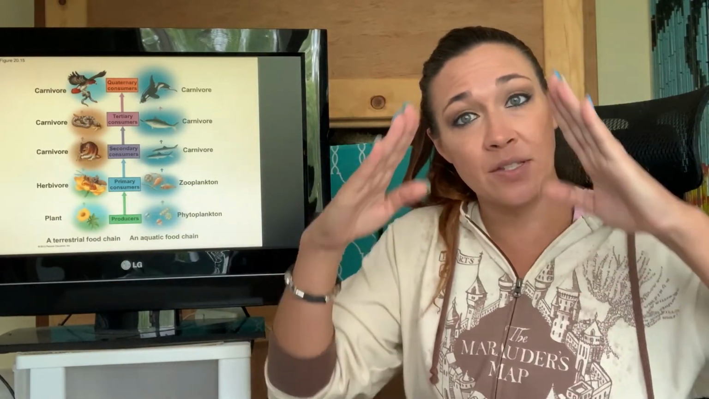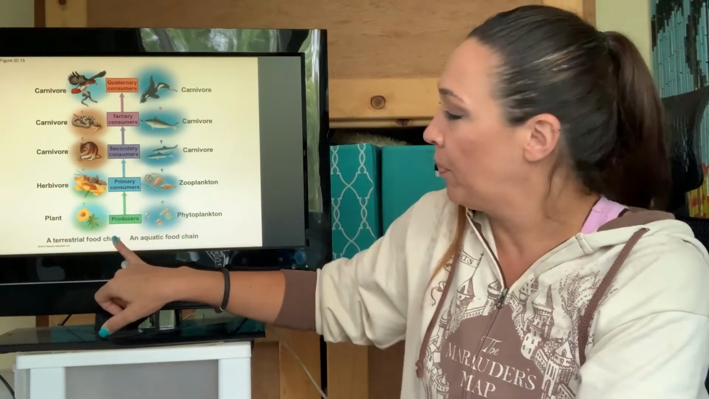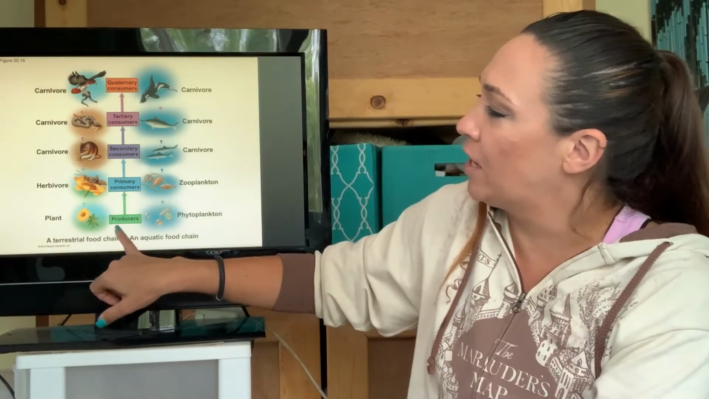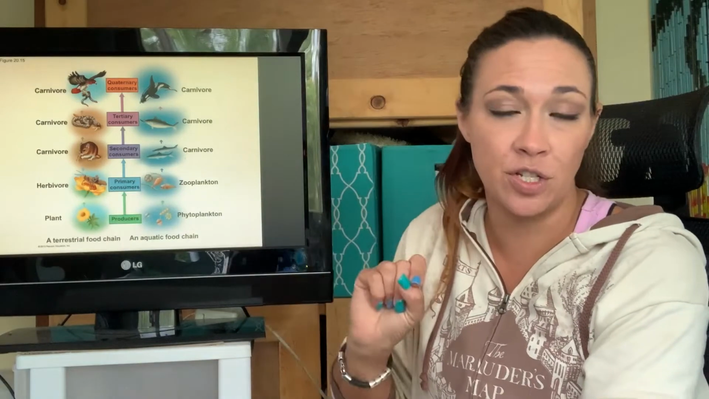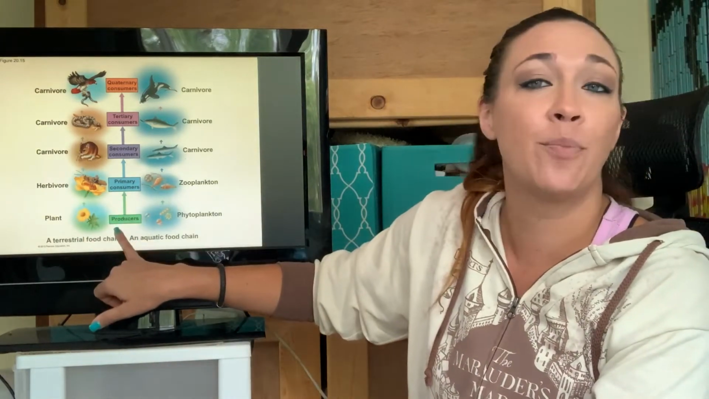So you can kind of think of this as going upwards, right? They always start on the bottom, okay? And then what you're going to have is the primary consumers, or the first consumers. Usually the first consumers are going to be your herbivores, okay? The herbivores are eating the producers.